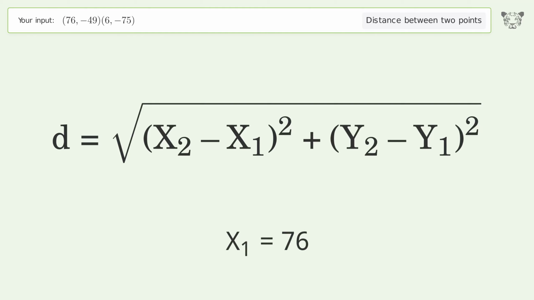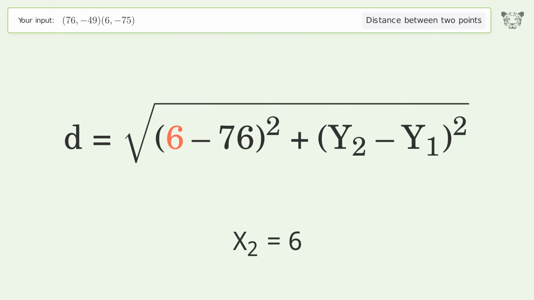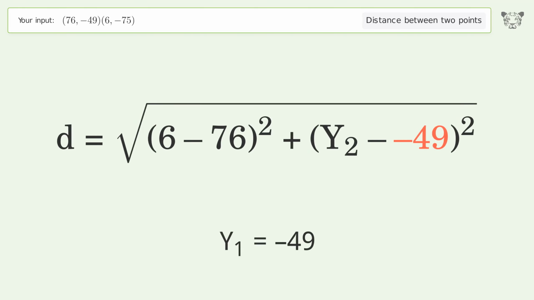x1 equals 76. x2 equals 6. y1 equals -49. y2 equals -75.